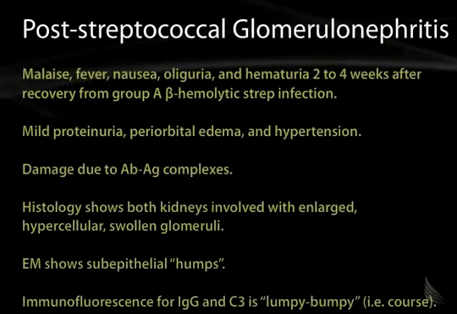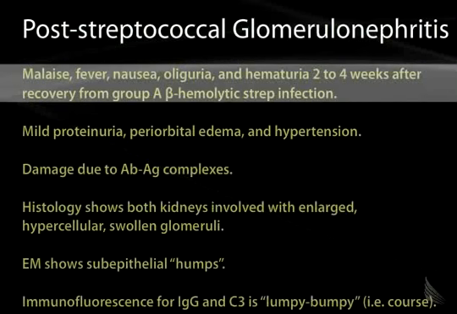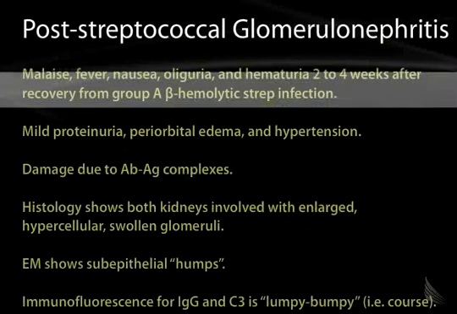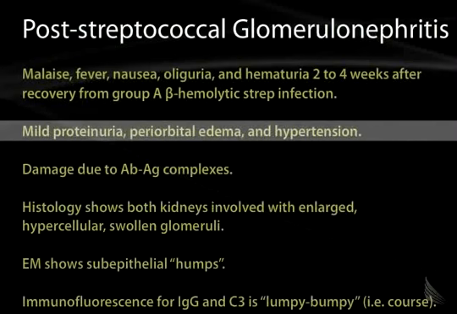Now, post-streptococcal glomerulonephritis, as the name implies, is a type of nephritic syndrome that develops after somebody has a streptococcal infection. Usually about 2 to 4 weeks after recovery from a group A beta hemolytic strep infection, they'll develop malaise, fever, nausea, oliguria, which is decreased production of urine, and hematuria, which is blood in the urine. They may also have a mild proteinuria. They may develop periorbital edema as a consequence of hypoalbuminemia and hypertension.